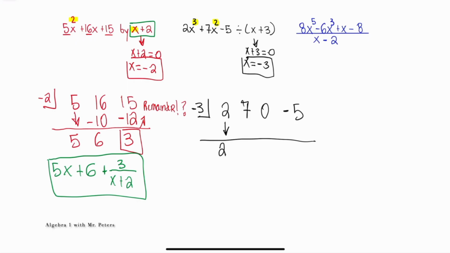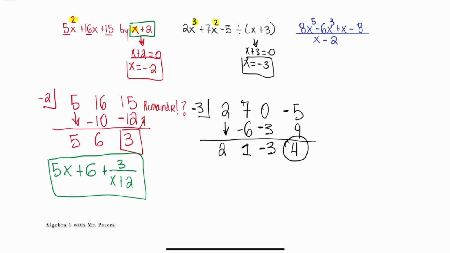So now we start the process, right? We multiply -3 and 2 to get -6. When I add 7 and -6, we get +1. Multiply again, 1 and -3 to get -3. 0 plus -3 is the same thing. It's going to stay the same. -3 times -3 is going to give me a +9. And again, when we combine -5 and +9, we're going to get 4 as the remainder.